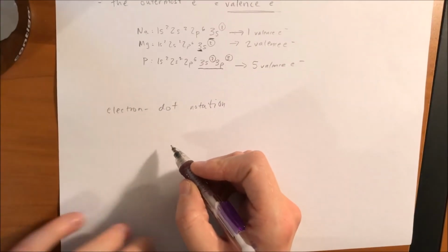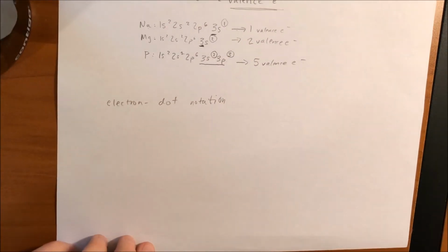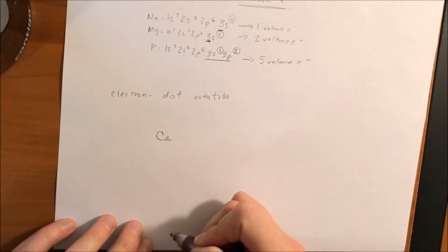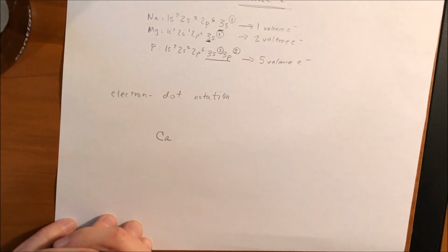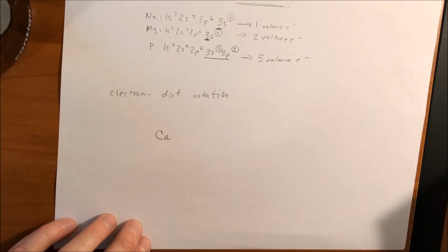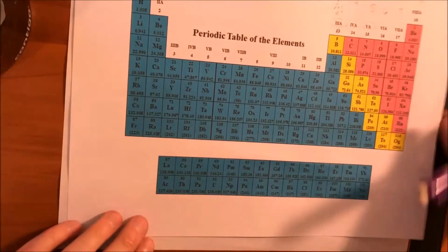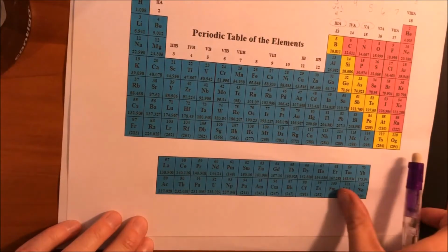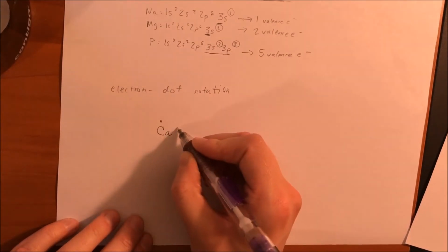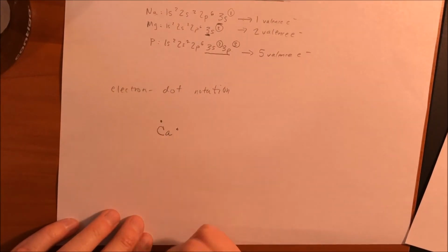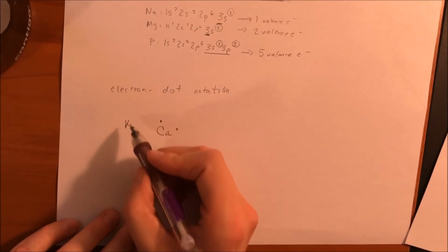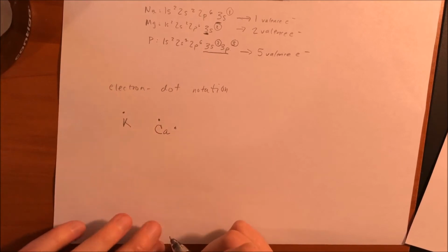Okay. So in electron-dot notation, when you're given an element, you're going to write the symbol of the element, in this case calcium, and then you add a dot for each valence electron. So calcium, if we look on the periodic table, here it is in group 2, so it has 2 valence electrons. So I'm going to start and place one here and the other here. So that would be 2 valence electrons. If we had done potassium before it with just 1 valence electron, that would go there.